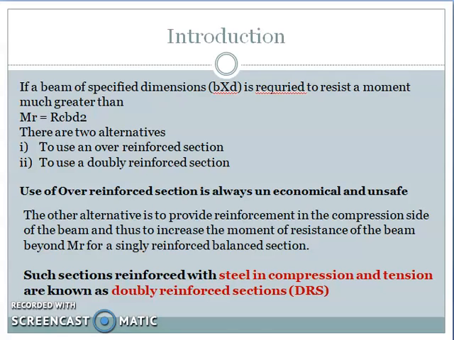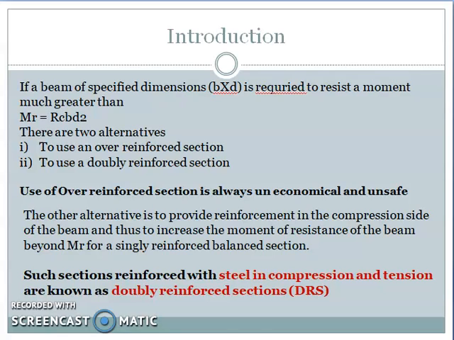But if the moment to be resisted is more than the value of MR, then we cannot go for a singly reinforced section. It will fail. So either we have to go for an over reinforced section or we have to go for a doubly reinforced section. Now, the use of an over reinforced section is always uneconomical and unsafe. What is the reason behind this?